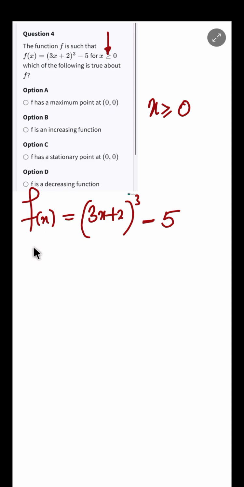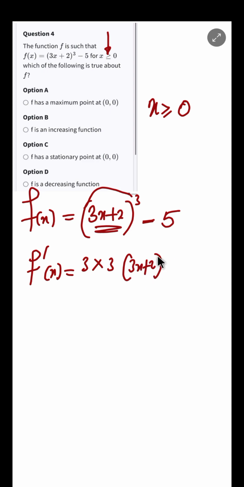Now in this case, I said we can determine the behavior of this function by taking its derivative. So let's find the derivative of this function, f prime of x. You apply the chain rule in this case. 3 comes down, you know how to do that, times the derivative of what you have inside the bracket, and that's 3 plus 0. Repeat everything back: (3x + 2) raised to the power of 3 minus 1. If I differentiate 5, I have 0. So trivially, the derivative is 9 open bracket 3x plus 2 all squared.